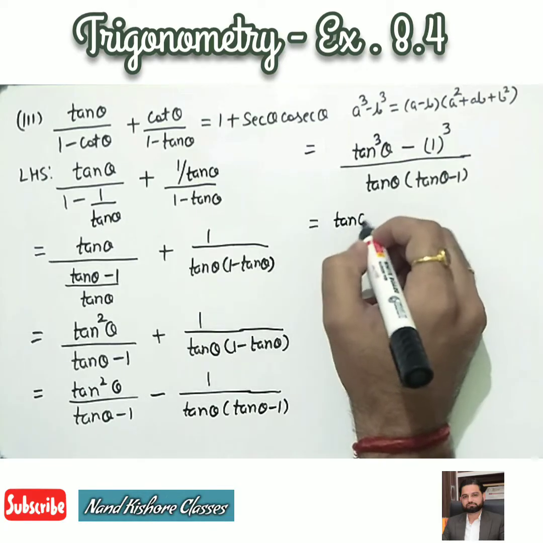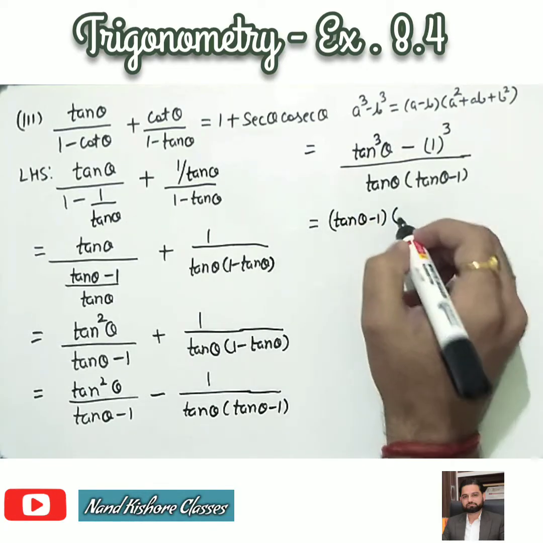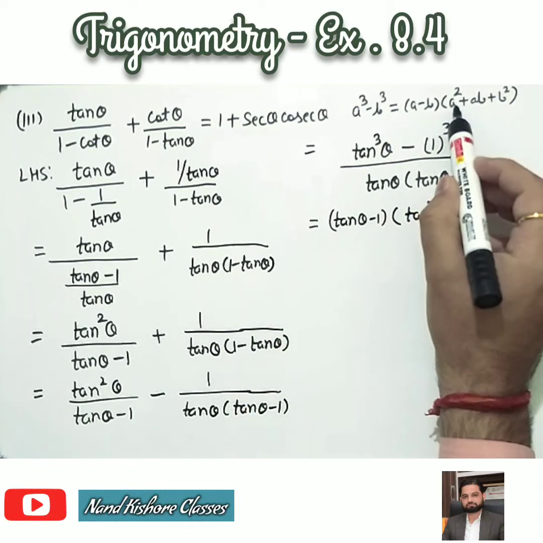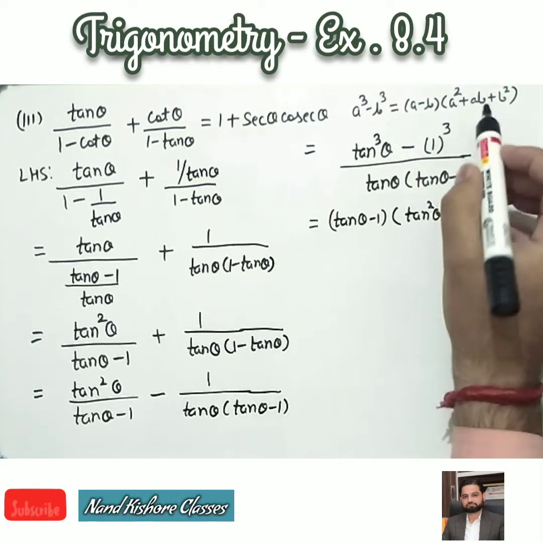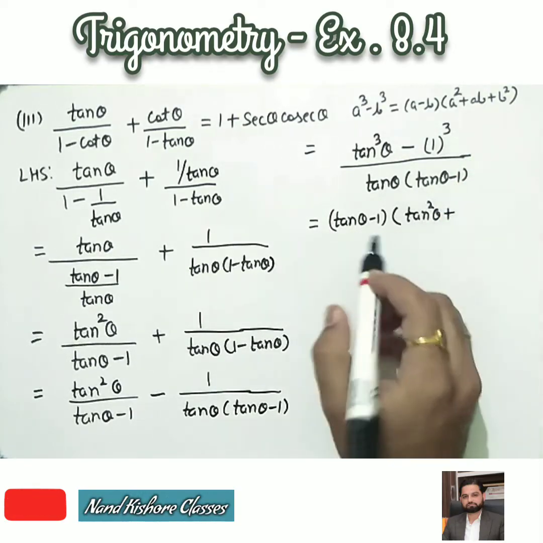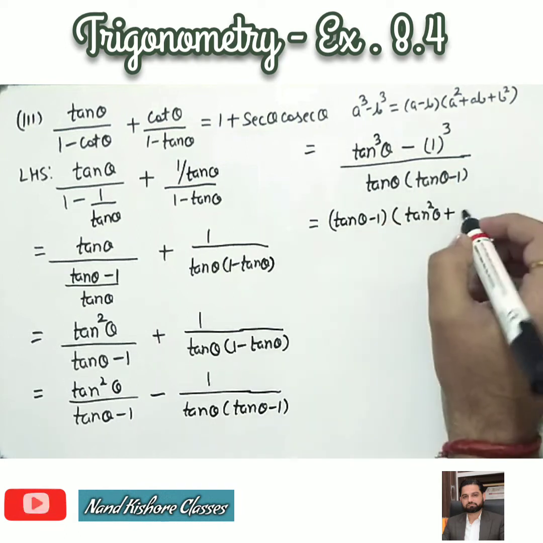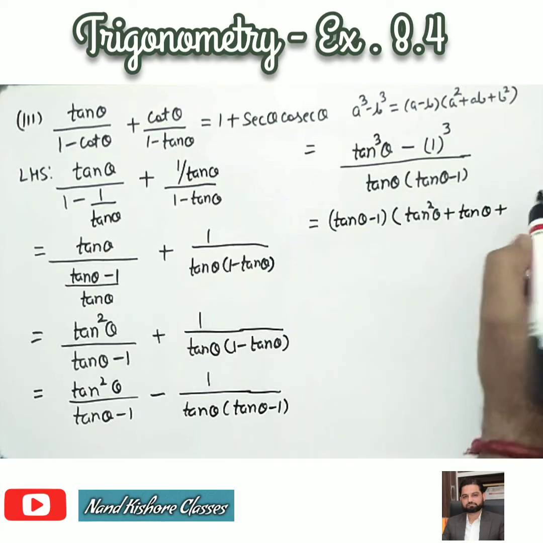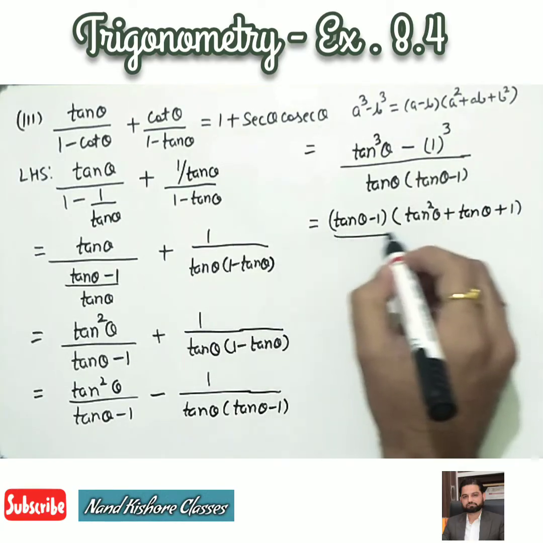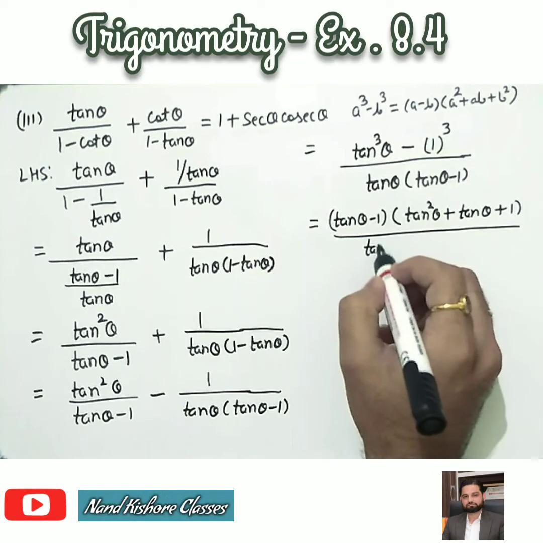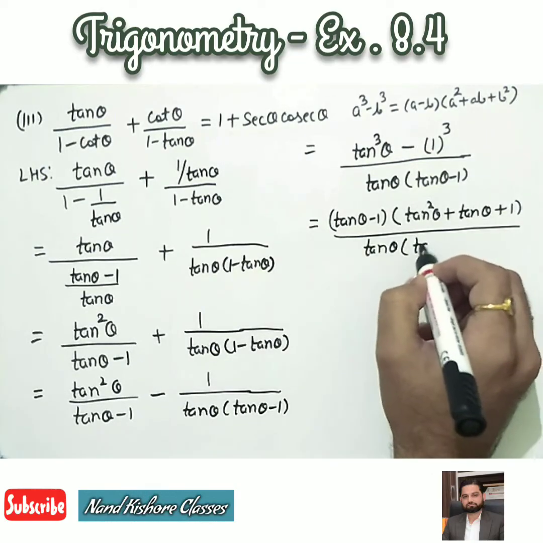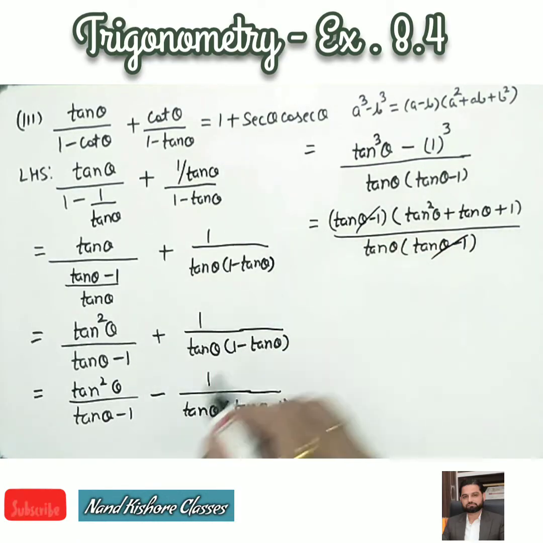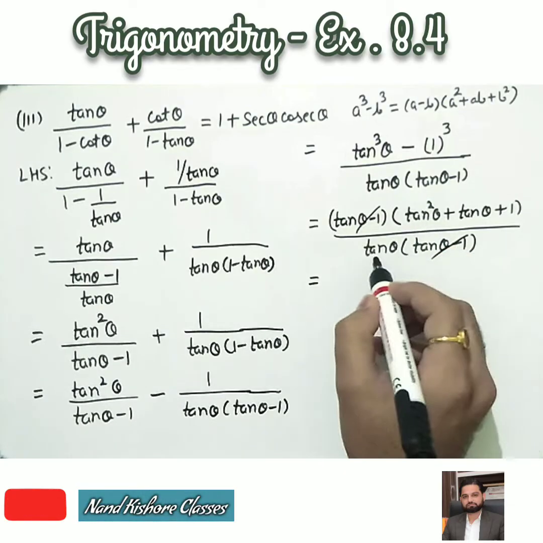See, a minus b into a square, right? Look at this, a square means tangent square theta, plus ab, that means the product of tangent theta and 1, I will get tangent theta only, plus b square means 1 square, and 1 square is 1 only, and the denominator is tangent theta into tangent theta minus 1. So these two are cancelled.